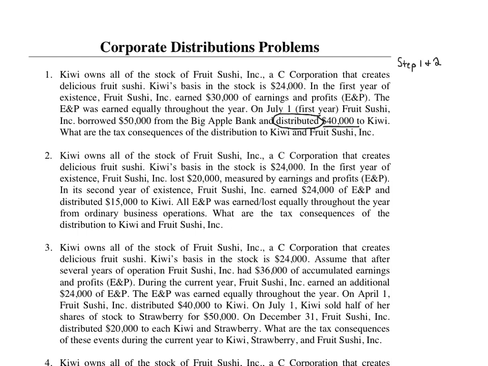Step 1 and 2 deal with the corporation and adjusting current E&P. Now remember, think about shortcuts for the exam that can help you. If it's a cash distribution, which it is, $40,000 cash, you can pretty much just skip step 1 and 2. No consequences. Why? Because it's a cash distribution. So that leads us to step 3, the consequences to the shareholder, which is usually where most of the time is spent on these problems.